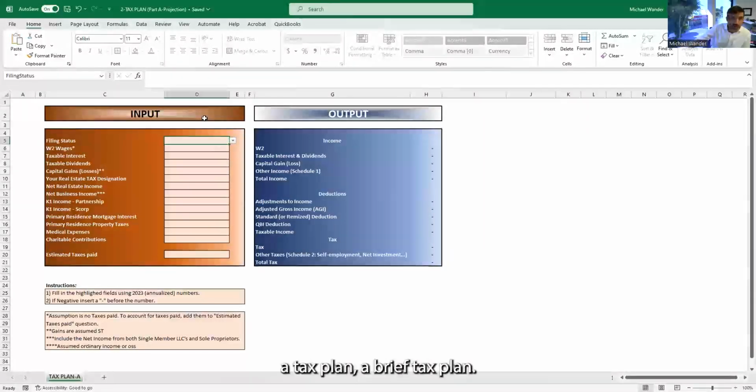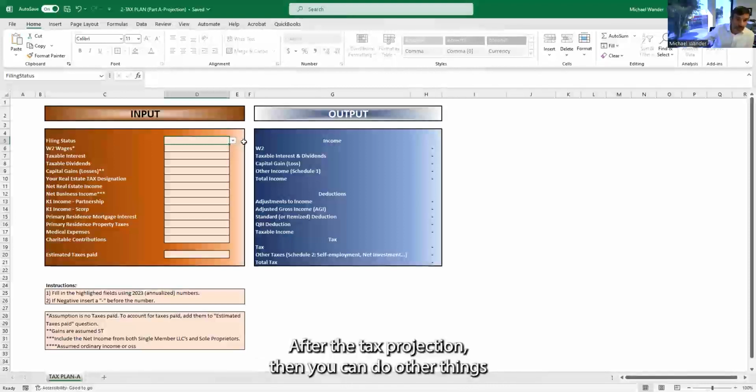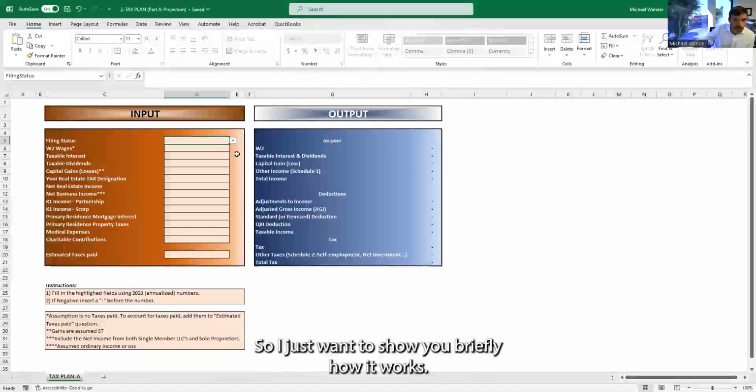Okay, I put together a tax plan, a brief tax plan. This is the first part of a tax plan. Actually, it is a tax projection. After the tax projection, you can do other things such as create some strategies, look at some strategies. But this is the first part. So I just want to show you briefly how it works.